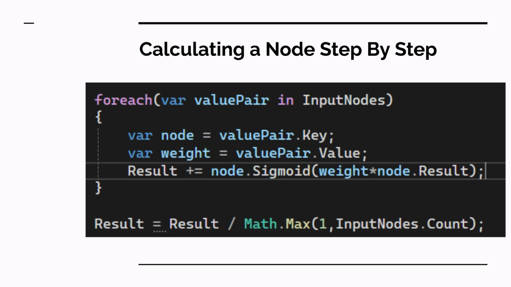Okay, here it is. This is all the calculation that we're doing. We're multiplying weight by a node result value. We're plugging that into our sigmoid equation. We're adding that to the result, and then we're taking the average of that, and that is our result. That is literally all the math here. This is all the code to handle the math.